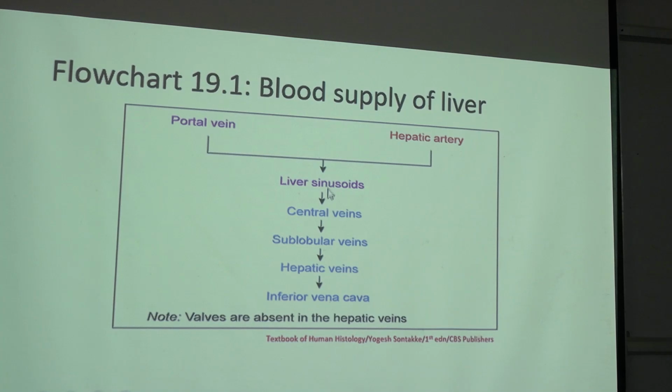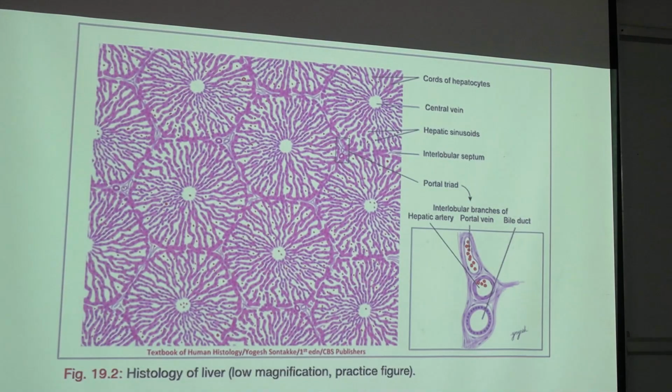Run through the hepatic sinusoids to central veins and to the bigger veins, eventually to the hepatic veins to the inferior vena cava. This is how blood is flowing through. So this is how this particular thing should classically look.